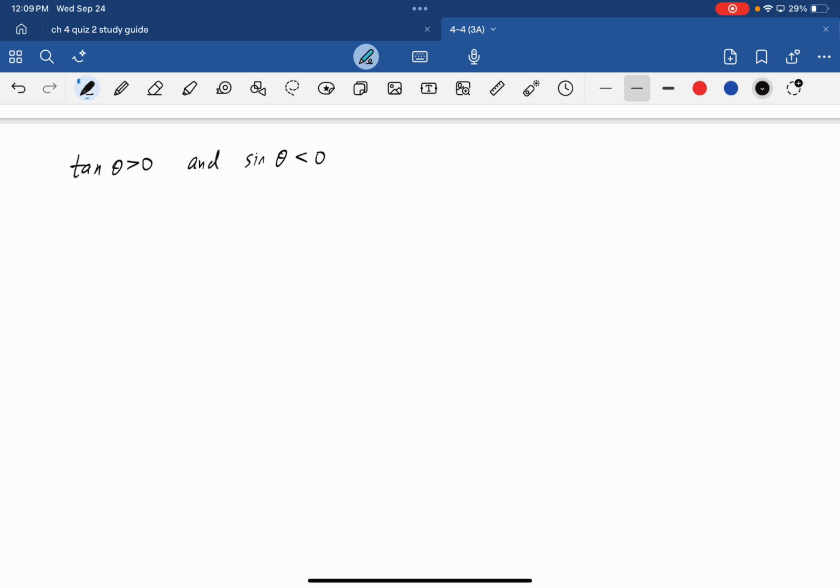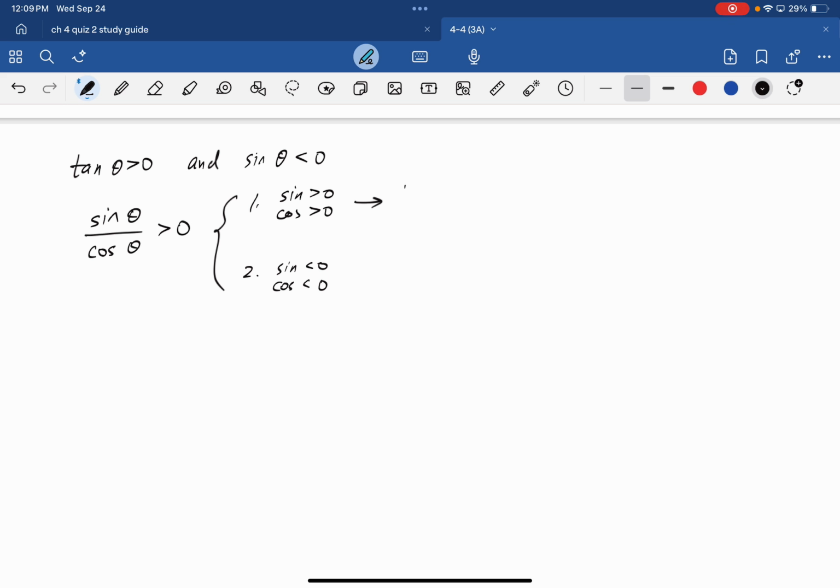Tangent is a little more complicated because for tangent to be greater than 0, sine over cosine must be greater than 0. That tells us that sine and cosine must have the same sign. They must either both be positive or both be negative. Only a positive number divided by a positive number, or a negative number divided by a negative number, gives a positive. They can't be opposite signs.